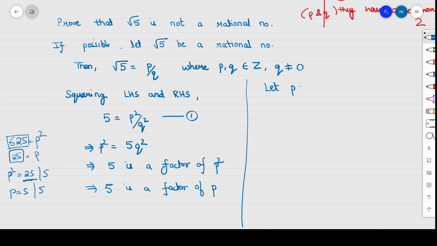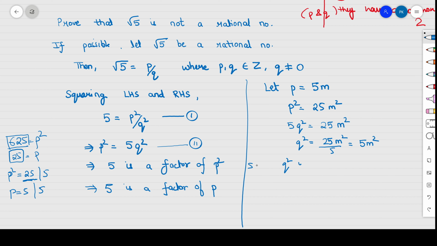Now let p be equal to 5m, because 5 is a factor of p, so some number will be multiplied to 5. Now again, p square is equal to 25m square. We are squaring it. So our equation was this. Here we will substitute p square is equal to 5q square, and we get 5q square as 25m square, which means q square is equal to 25m square by 5, that is equal to 5m square, implies 5 is a factor of q square, implies 5 is a factor of q.